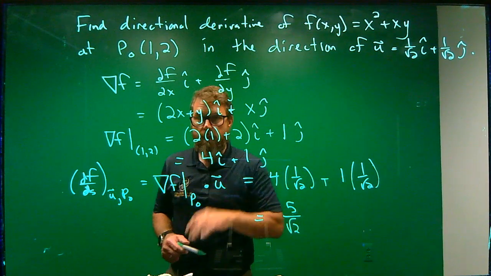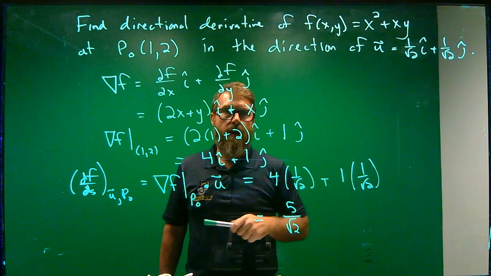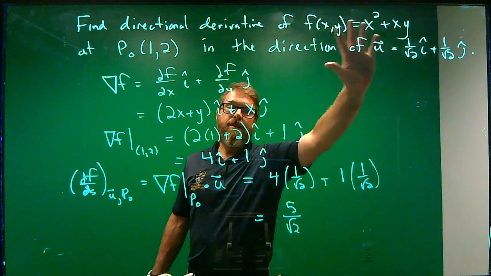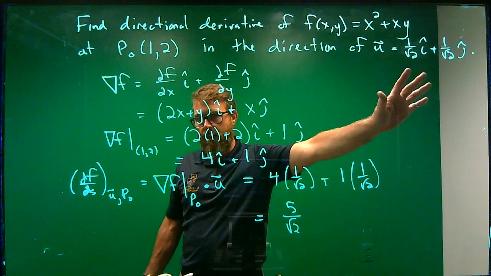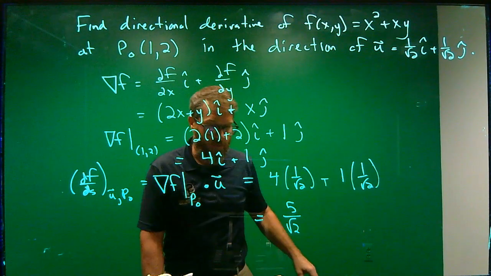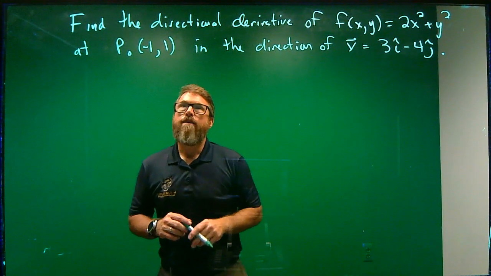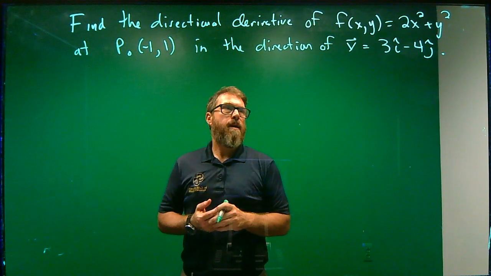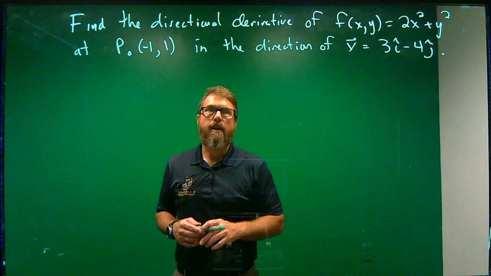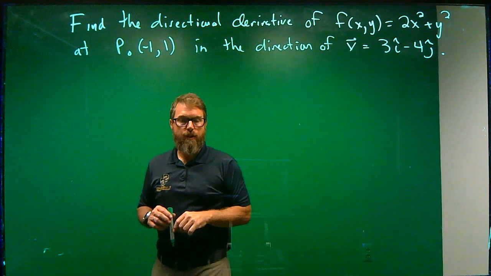So we'll do one more example. I just really want to make sure that we know that sometimes they just give you a vector. They want to say find the derivative in this direction, but we have to be careful that our direction must be a unit vector. So we have to write this as a unit vector. All right, here's our last example. Find the directional derivative of f of x comma y, which is 2x squared plus y squared, at the point negative 1 comma 1 in the direction of v, which is 3i minus 4j.